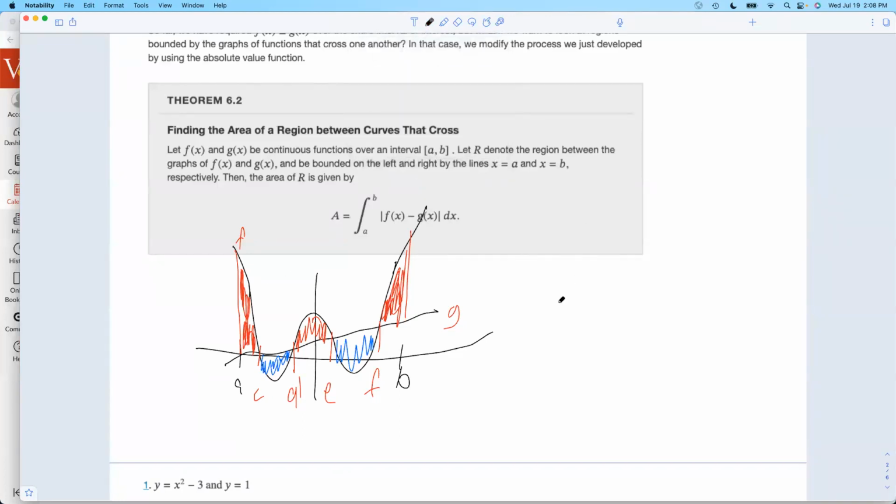So if I were going to write this out, the total area will be the integral from A to C, this red region, F minus G, plus the integral from C to D, that blue region there, and who's on top? Whoever's on top, put first: G minus F. And so forth. Here, integral from D to E. F is the one on top in that region, so I want him first.